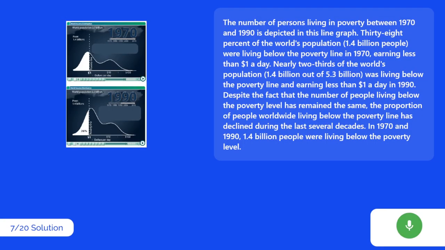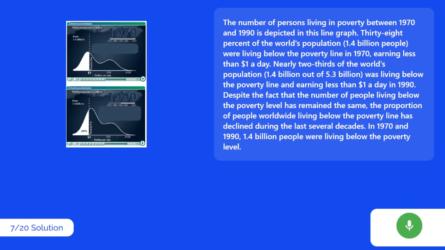The number of persons living in poverty between 1970 and 1990 is depicted in this line graph. 38% of the world's population, 1.4 billion people, were living below the poverty line in 1970, earning less than $1 a day. Nearly two-thirds of the world's population, 1.4 billion out of 5.3 billion, was living below the poverty line and earning less than $1 a day in 1990.